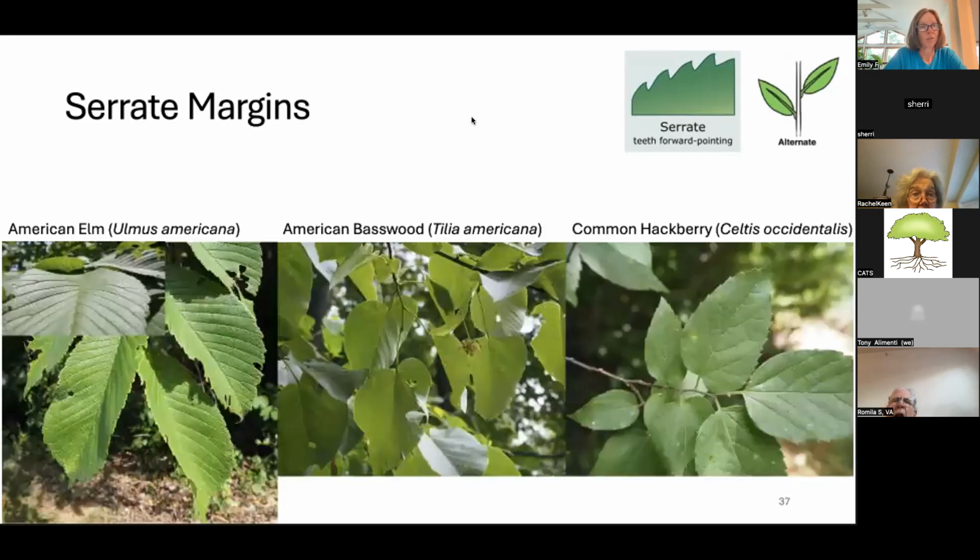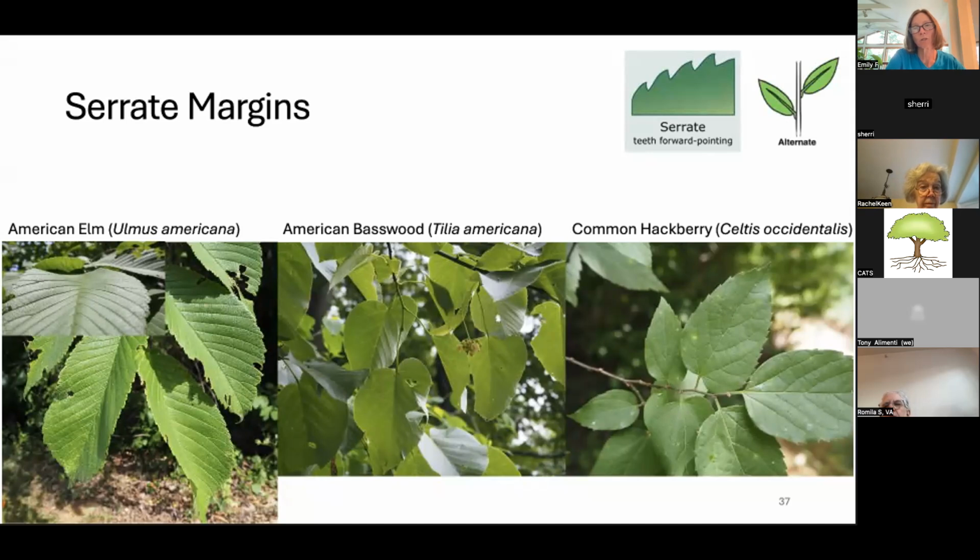Similar serrate margins. These are alternate. So we have the elm. Sorry, I thought I took that off the slide. Elms are on the side. This is American elm. Then we have the American basswood, and then we have the common hackberry. All of these leaves have these uneven bases. They don't come into the leaf looking the same, which is very helpful when trying to identify these trees. Sorry, the American elm one isn't the best. I'll have to get that off there before I put it out there.